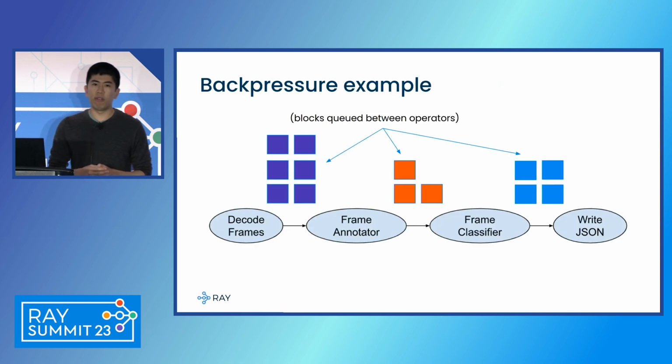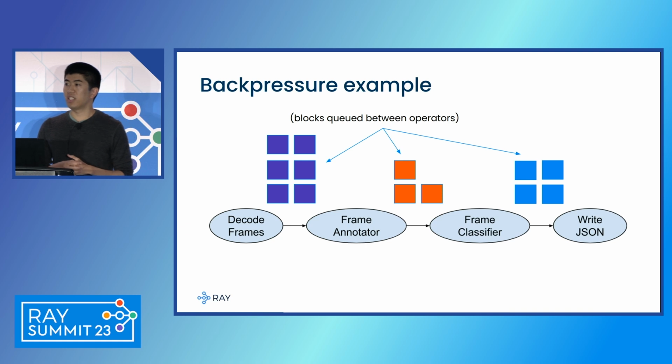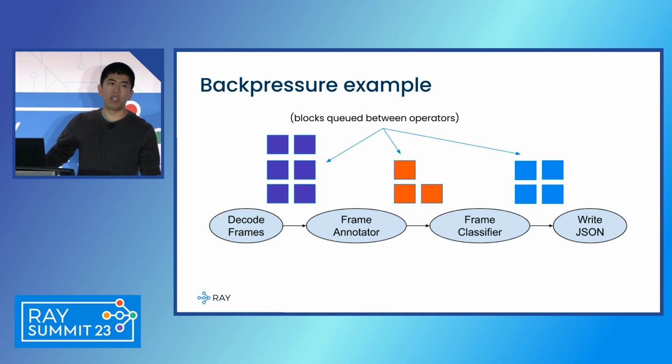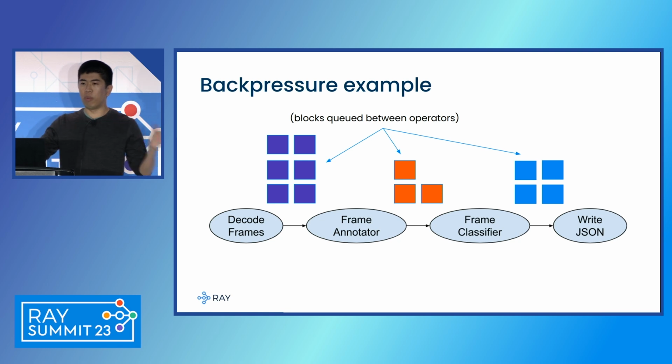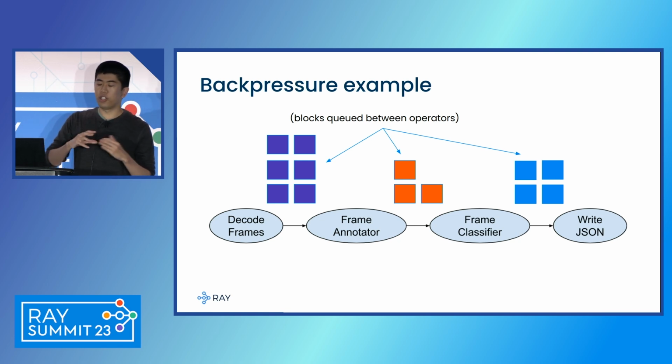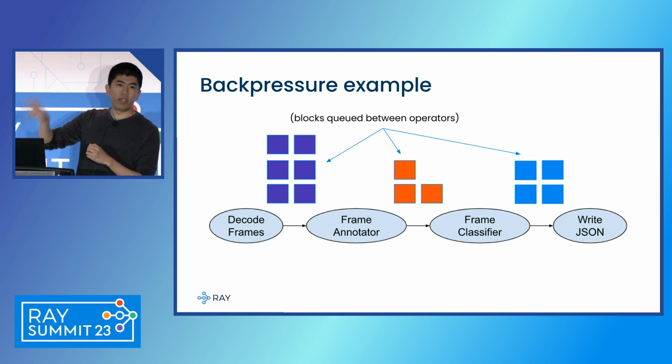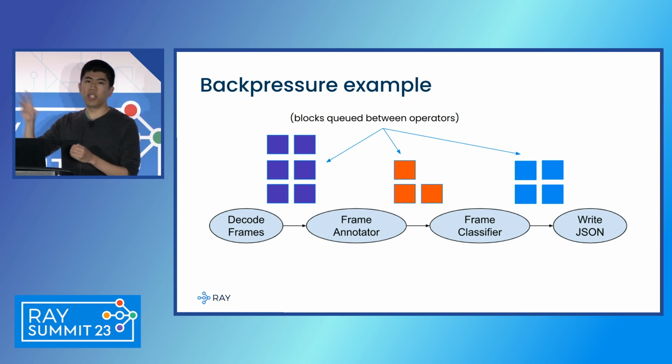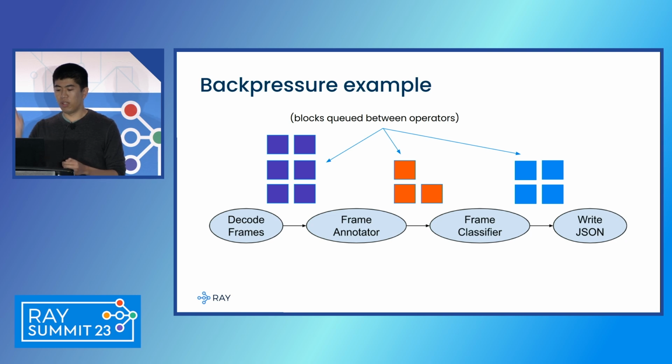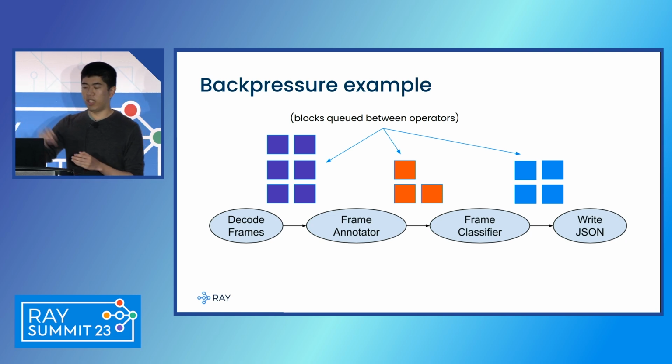So just an example of how Ray Data schedules the execution of each stage under the hood. Let's look at an example of that 4-stage pipeline and look at a snapshot of what's happening in the cluster at this point in time. I have those 4 operators, and here I'm showing logically those colored blocks, which are the intermediate data produced by one operator to be consumed by the next operator. For example, those purple blocks are produced by decode frames. They're about to be consumed by frame annotations.